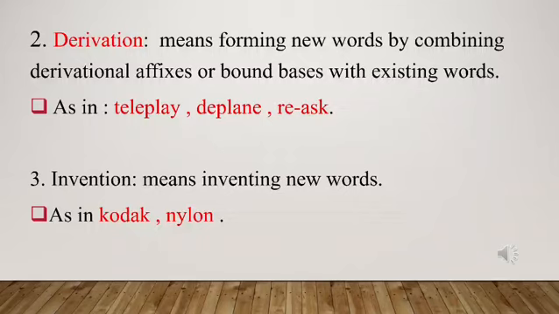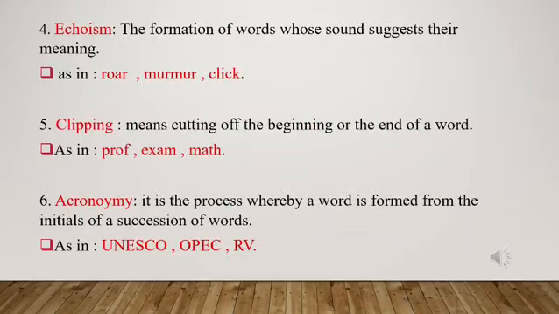Also, the third process of word formation is invention, which means inventing new words, as in Kodak, nylon, etc. The fourth process is echoism, which means the formation of words whose sound suggests their meaning, for example, roar, murmur, or click. The fifth process is clipping, which means cutting off the beginning or the end of a word, as in prof, exam, and math.